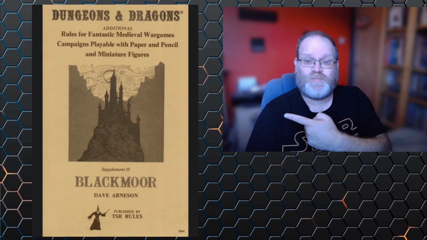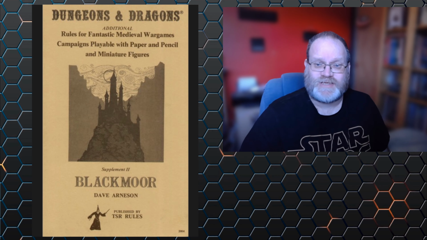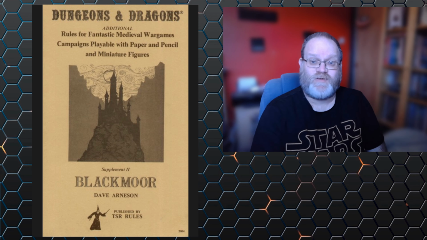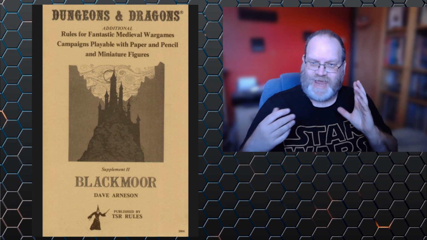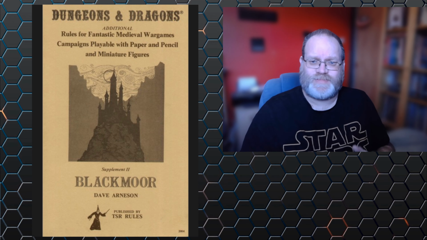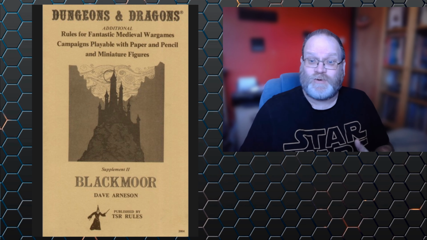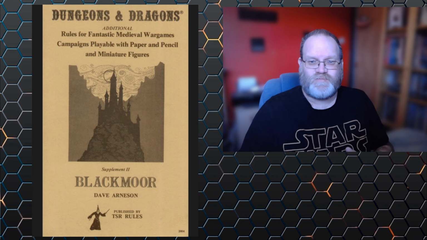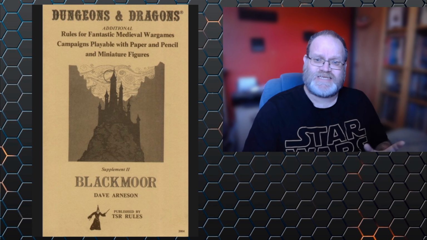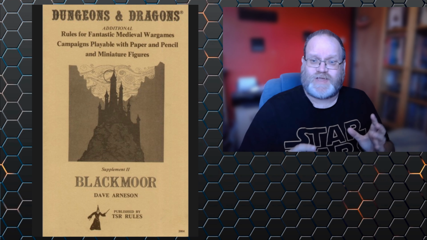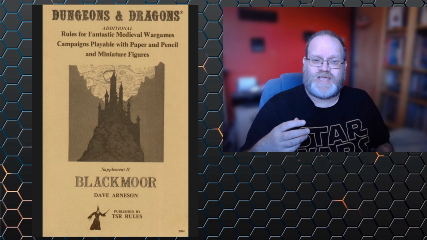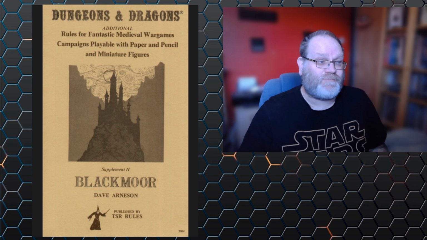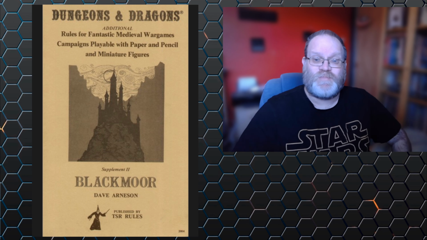So, this is Blackmoor, Supplement 2 for Dungeons & Dragons, published through TSR in 1975 by Dave Arneson. Now, when I saw the title, I kind of assumed it was going to be a campaign setting, because I was aware that Dave Arneson had the Blackmoor campaign world in existence. I think even before Dungeons & Dragons existed, it was his setting that he combined with the work of Gary Gygax, and the two of them then created Dungeons & Dragons together. But it's not that at all. It's what it says on the cover, really. Additional rules for fantastic medieval war games, campaigns playable with pencil and paper, and miniature figures.